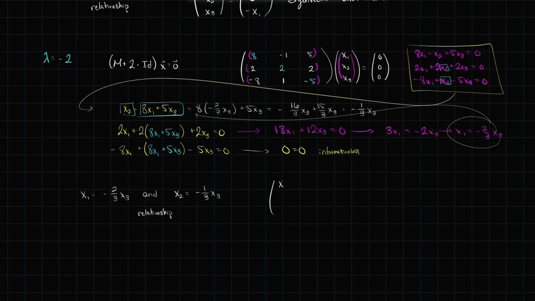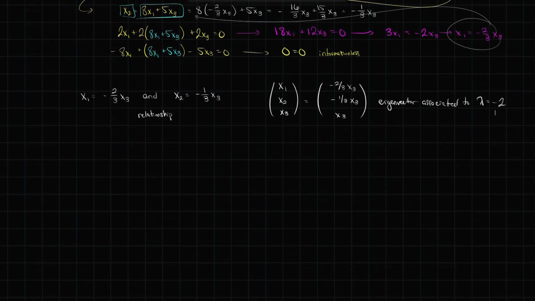So my vector x1, x2, x3, I can replace both x1 and x2 with their versions of x3, negative 2/3 and negative 1/3. This is the eigenvector associated to lambda equals negative 2.